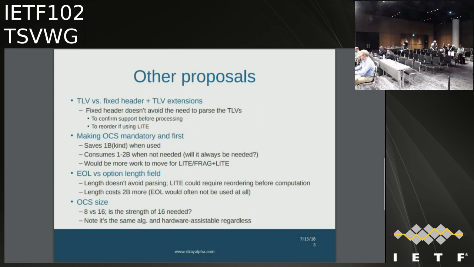The OCS size, the checksum of this option field itself, the question is whether it should be 8 bits or 16 bits. I understand that if it's 16 bits, there are fewer false positives and fewer false negatives. It's exactly the same algorithm either way, except for about 2 opcodes at the end to fold the thing over and deal with the carry. But otherwise, it's the same algorithm.